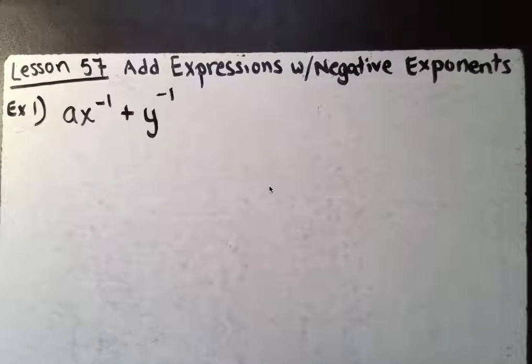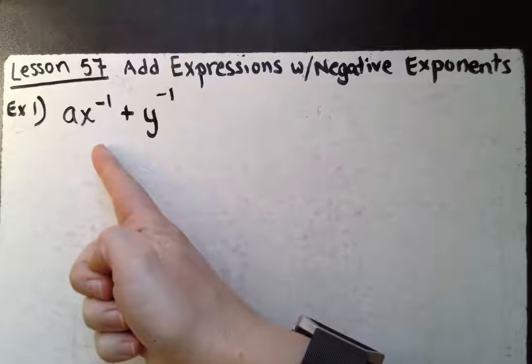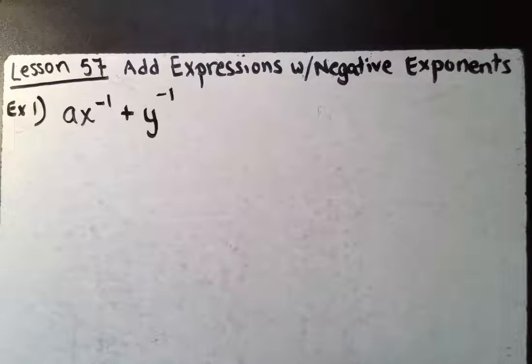This is lesson 57, which is about adding expressions with negative exponents. So we can see this is an example of an expression with a negative exponent, a couple negative exponents actually. And so we want to add these. And right now, looking at them, they don't look like terms because they're not.